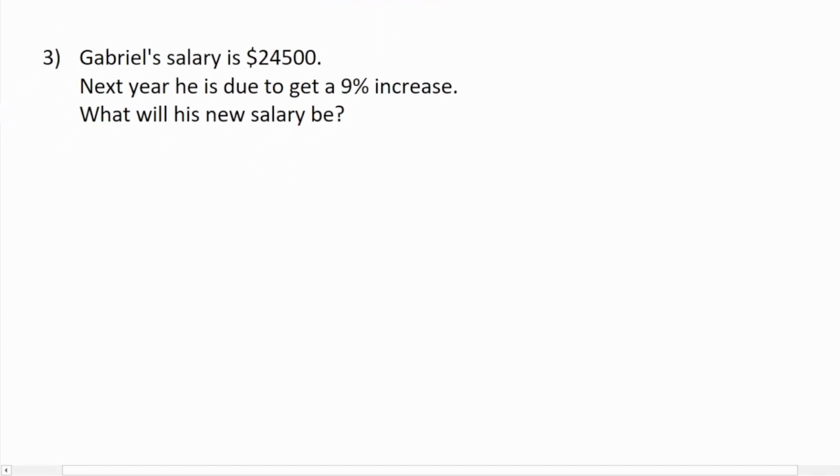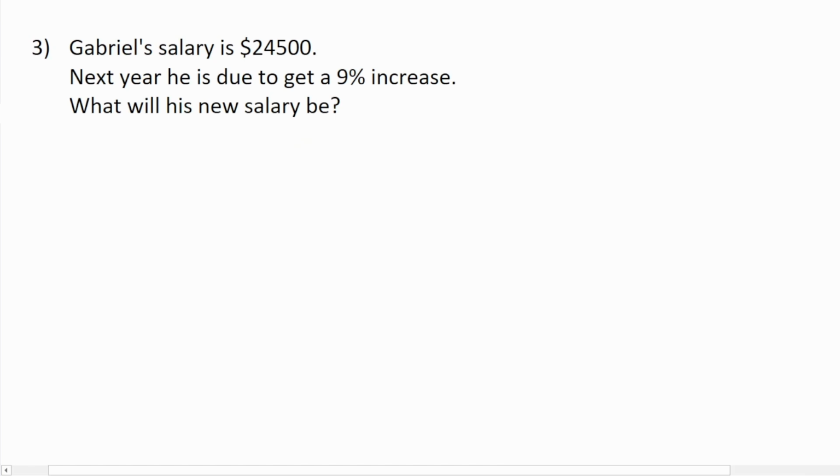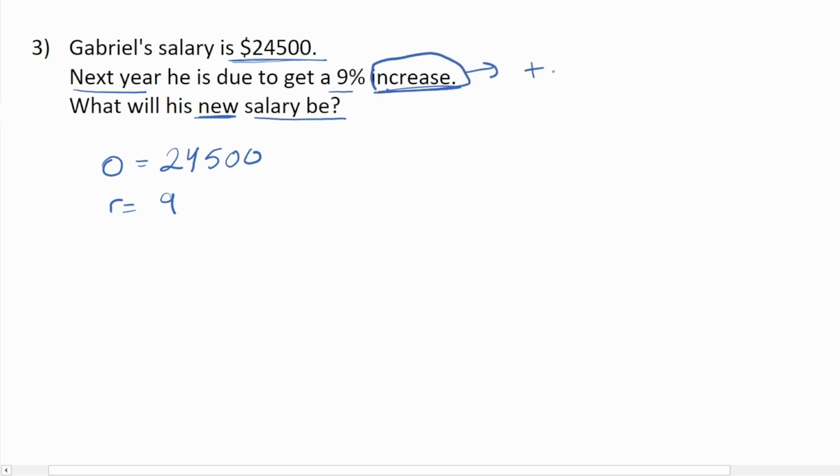Moving on to exercise 3. Again, pause the video, try to solve it on your own. Gabriel's salary is $24,500. Next year, he is due to get a 9% increase. What will his new salary be? Okay. So his current salary is 24,500. This is the old one. And he is going to get a 9% increase. So this is r. And since this is an increase, the rule will have a plus beside the r. And what will his new salary be?